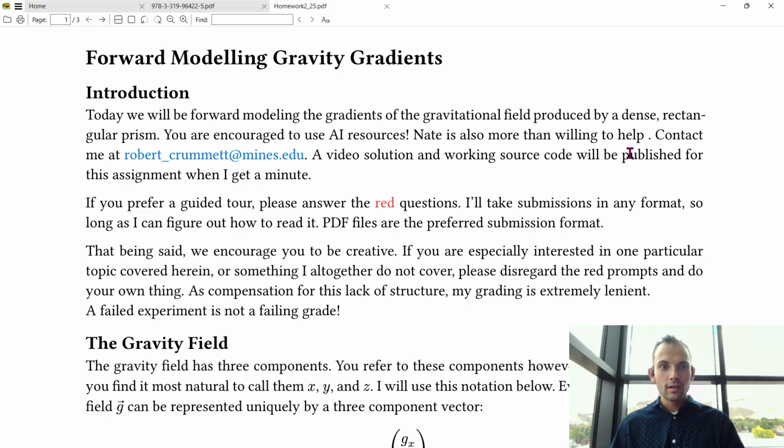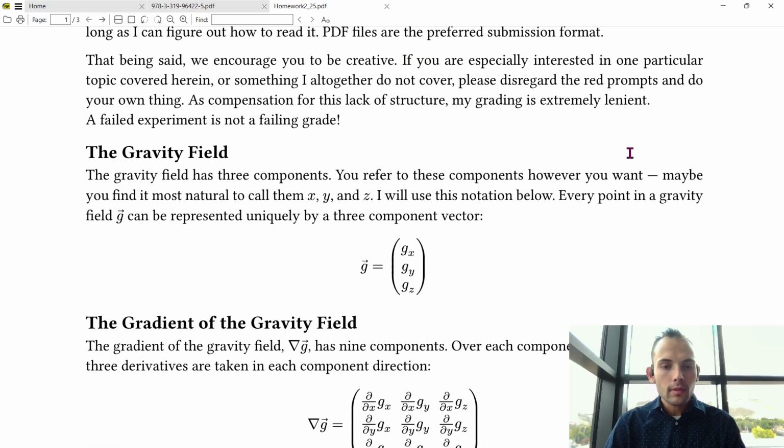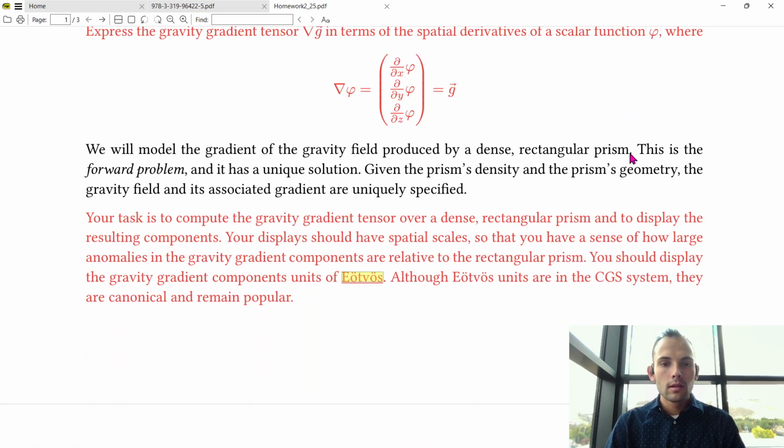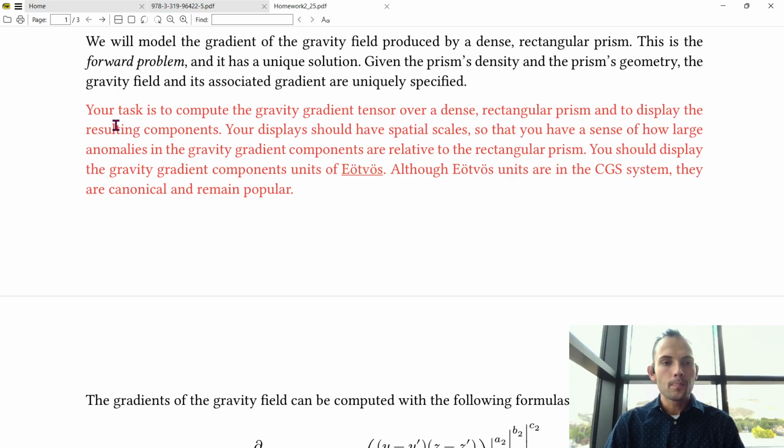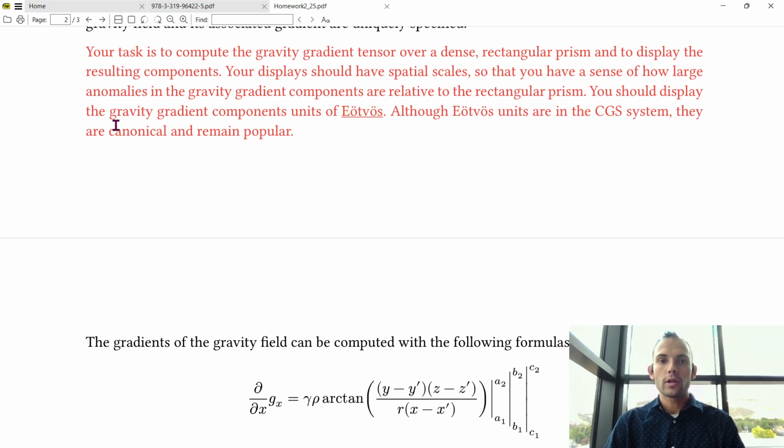Hello. Today we're going to work through the solution to the coding part of this first homework, or I guess this is the second homework. Right down here, we're just going to compute the gravity gradient tensor over a rectangular prism and map the components in units of Eötvös.